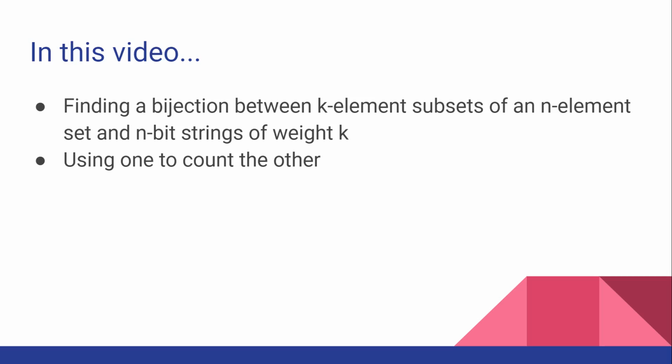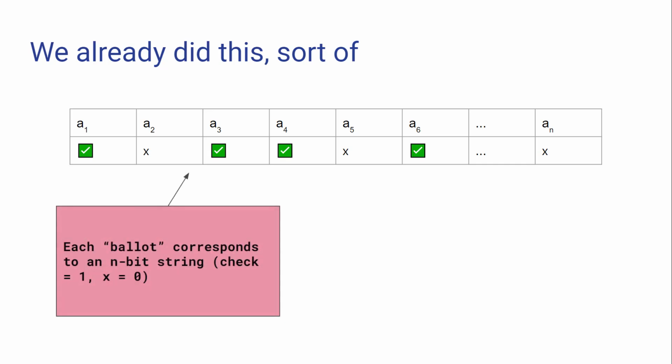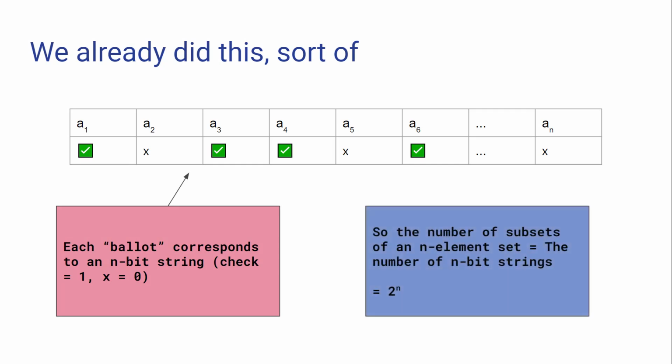We already did this in a special case earlier when we were counting bit strings and subsets. We said that we can form a subset of a finite set by voting for it using a ballot, and then notice that every ballot is just really a string of bits in disguise. That mapping of ballots onto bit strings was a bijection, so the number of subsets of an n-element set and the number of n-bit strings was the same, namely 2 to the nth power. So let's do something similar now.